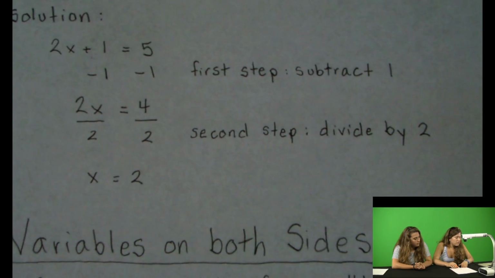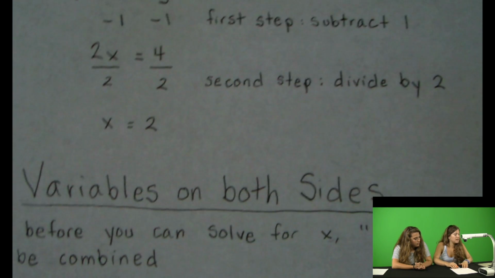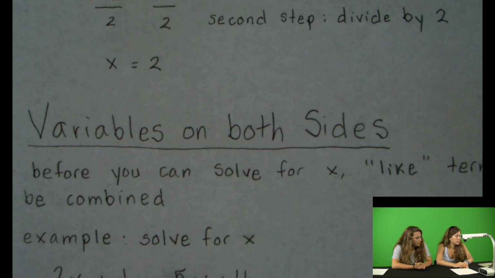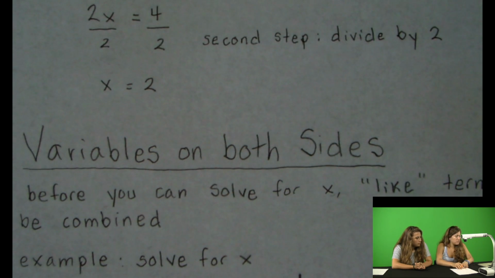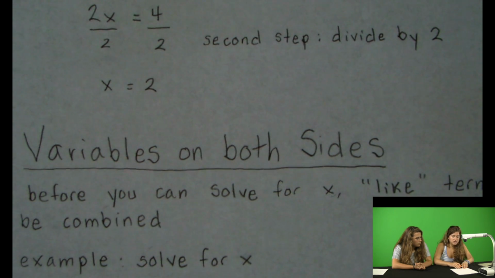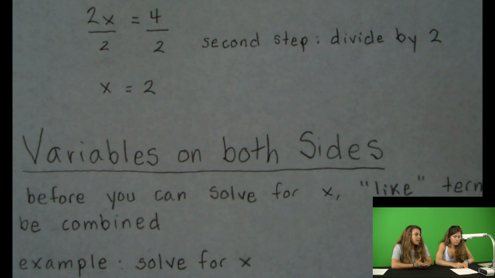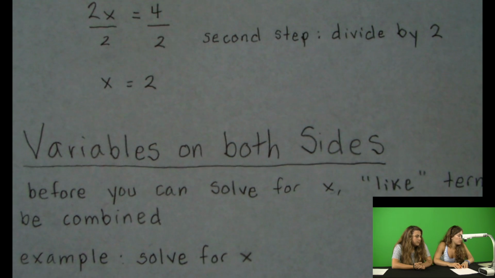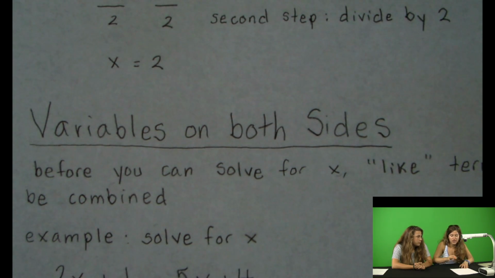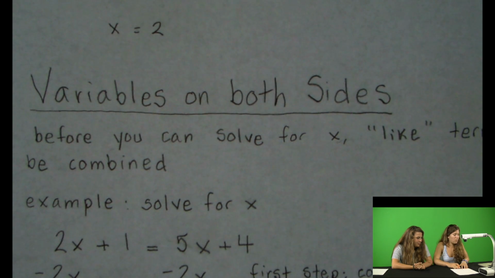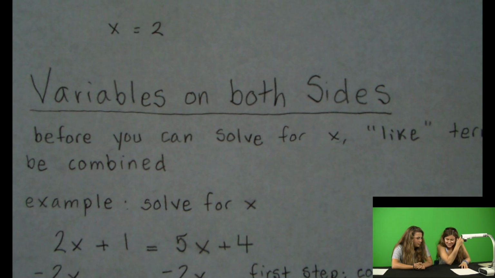Okay, so our next type of problem is with variables on both sides. Before we can solve for x, we have to combine like terms. So our example, we're going to solve for x again. We have 2x plus 1 equals 5x plus 4. How are we going to combine our x's to get them all on one side? You could minus 2x from both sides. Yeah, so we want to subtract the smaller one so we don't have a negative, so it's easier. So now we're left with 1 equals 3x plus 4.